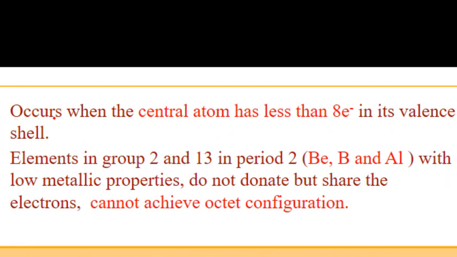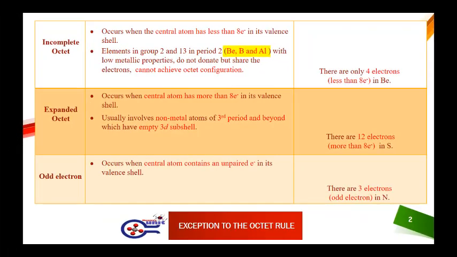It occurs when the central atom has less than 8 electrons in its valence shell. These elements can exist in stable compounds, forming bonds with less than 8 valence electrons. The central atoms with an incomplete octet most often occur in beryllium, boron, and aluminium. An example of an incomplete octet molecule is BeCl2.